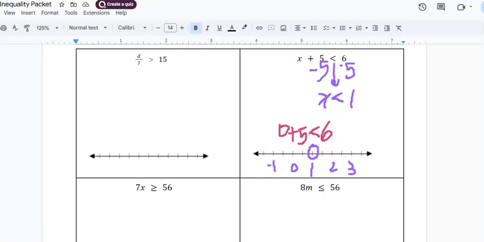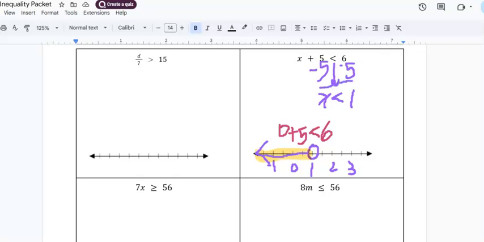Now, is this true? 0 plus 5 is 5. Is 5 less than 6? Yes. So that means my solution is all of the numbers to the left of 1. And not only that, but my solution is any number that's even further to the left on my number line. Numbers like -100: -100 plus 5 will be -95. That's definitely less than 6. So there are lots of numbers over here on the left that will fit this inequality.